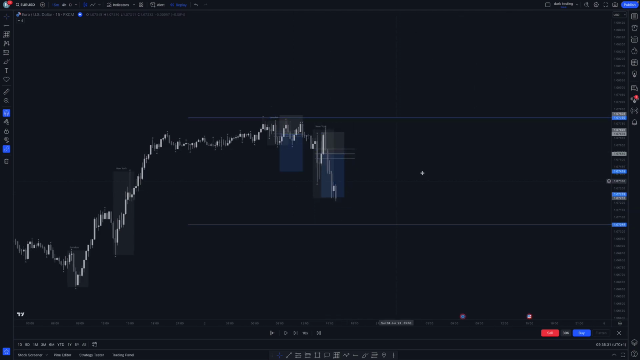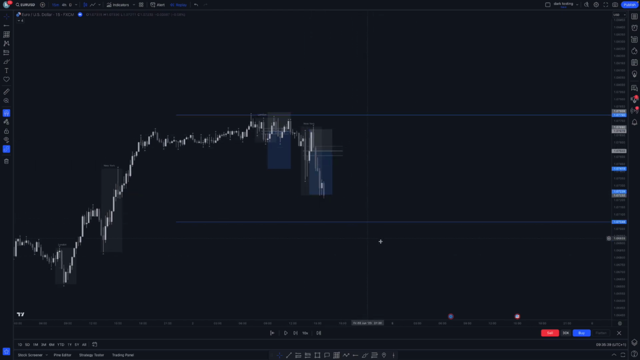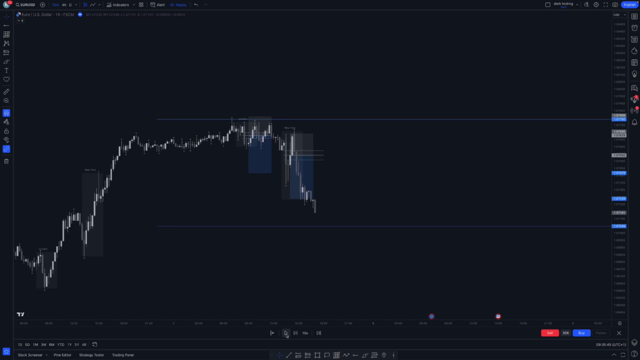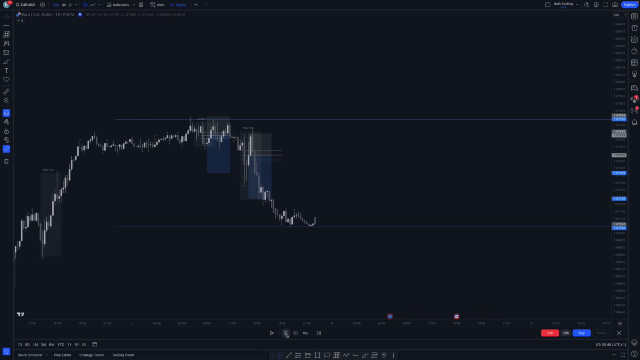So that right there is actually very unlucky. As you can see, we did just get taken out, so we got wicked out of this trade, and then price did continue. So if we didn't get wicked out, we would be 4% up on that day specifically, which would be absolutely amazing. But let's play price forward towards our session timings.